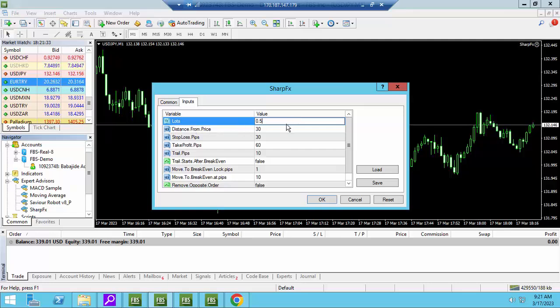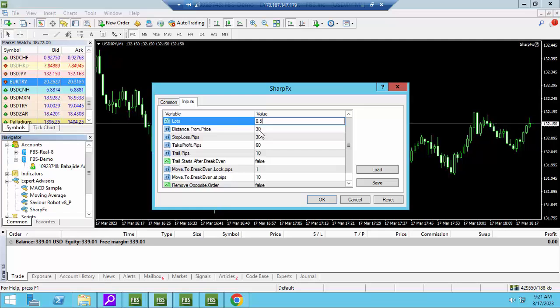So the lot size can be 0.5. Then the distance, this is the distance between the current market and where you want to enter. So this one is like 3 pips. I'm getting this because they do it in 4 digit brokers. They allow 4 digit brokers too. So this one is 3 pips, and this one too is also 3 pips.